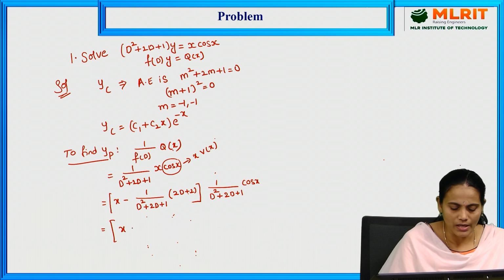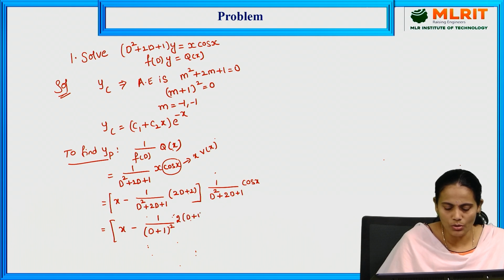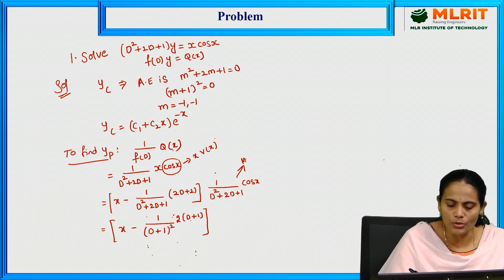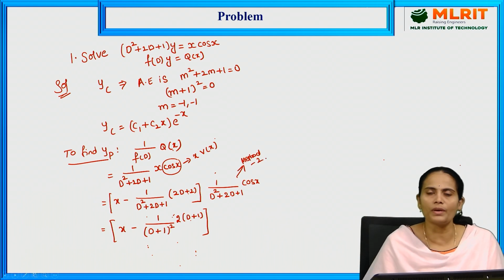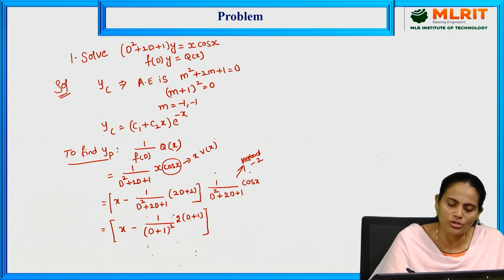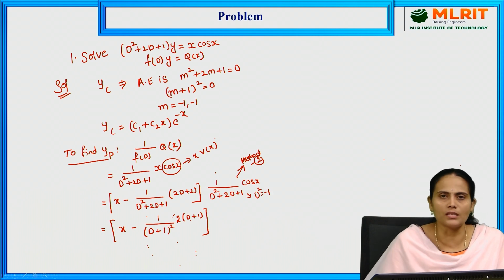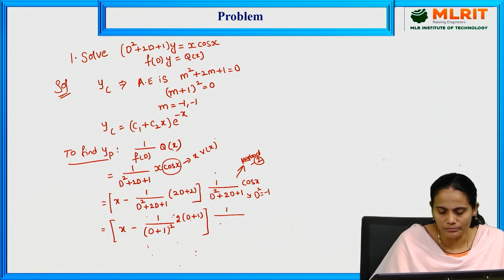So this is x minus 1 by, the d square plus 2d plus 1 we can write as d plus 1 whole square. In the numerator take 2 common, 2 into d plus 1. Now we have to apply method 2. What is the substitution to take? Here the substitution is d square is equal to minus 1. So 1 by minus 1 plus 2d plus 1 into cos x.